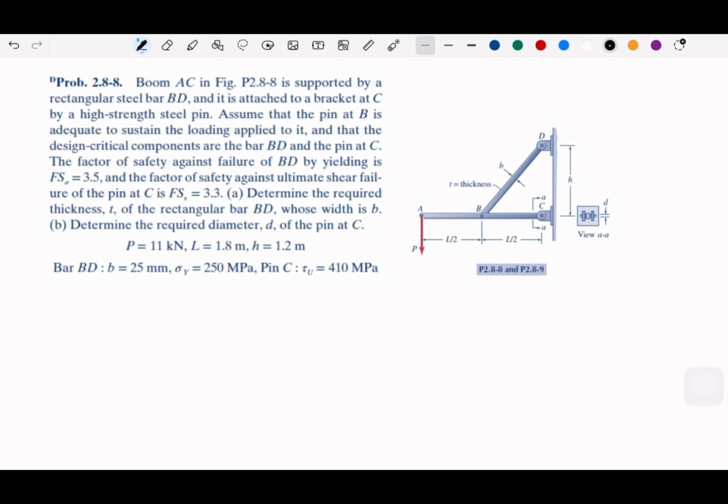This figure says that it has some safety factor. So what is safety factor? Safety factor is the ratio of the failure load to the allowable load. Okay?